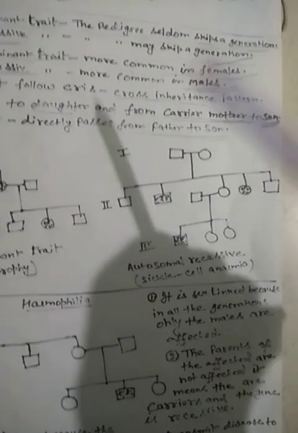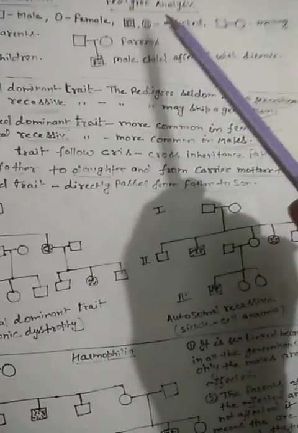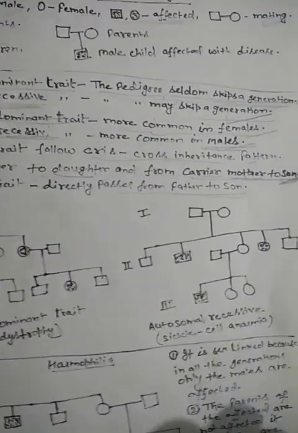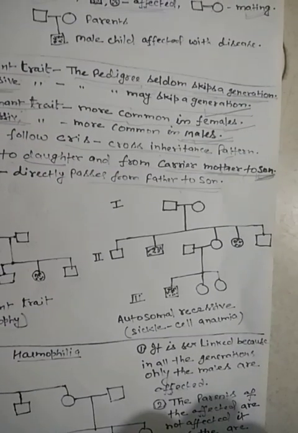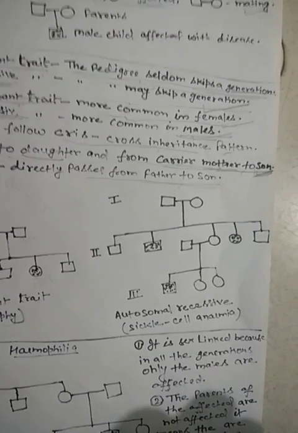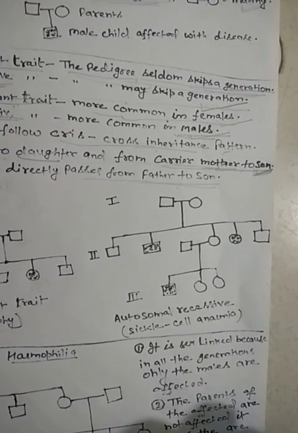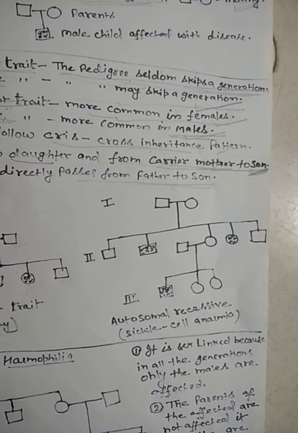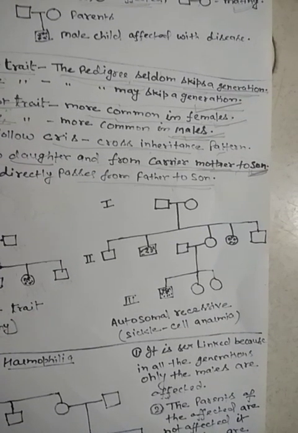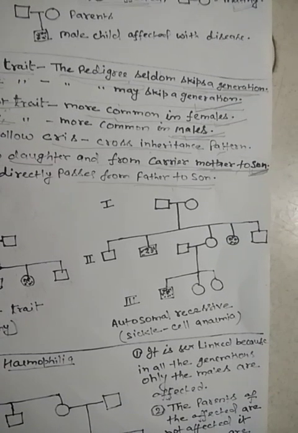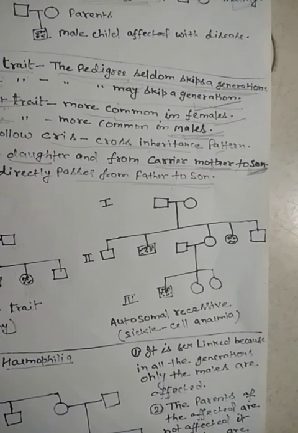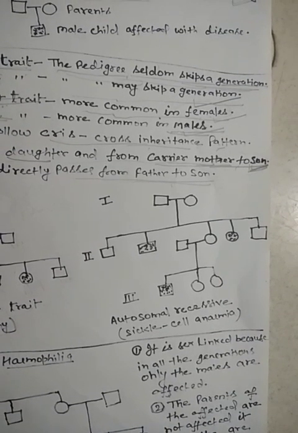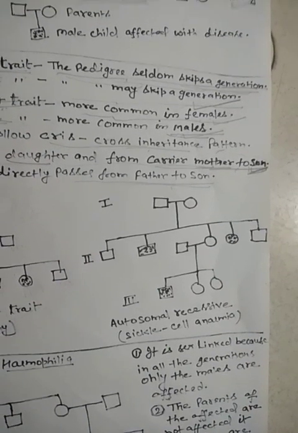In the last video, we were learning about pedigree analysis. To know the pattern of inheritance of traits in human beings, we use pedigree analysis. Actually, we were learning the genetic disorders or Mendelian disorders that occur in human beings, and we know that these Mendelian disorders follow the Mendelian pattern of inheritance.